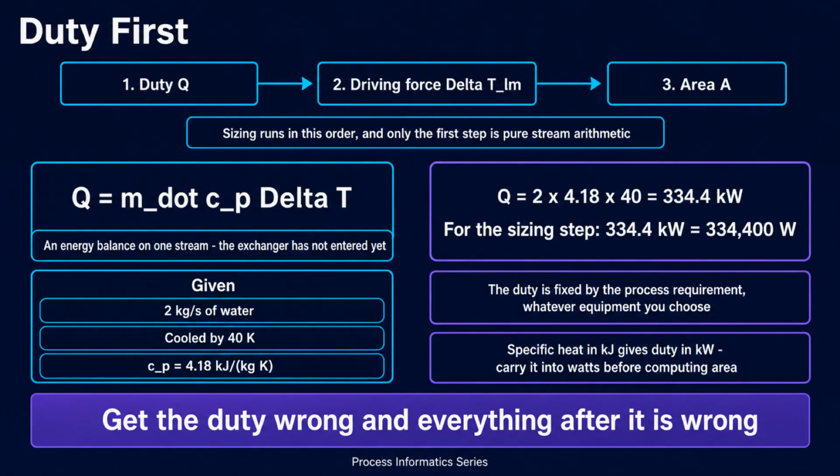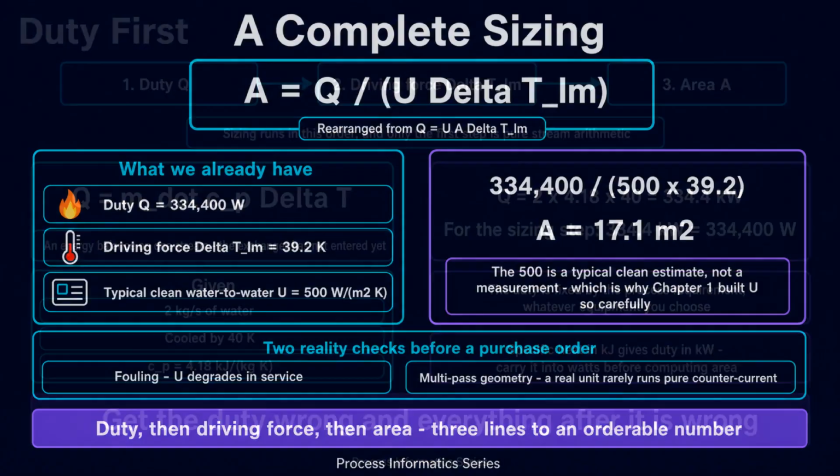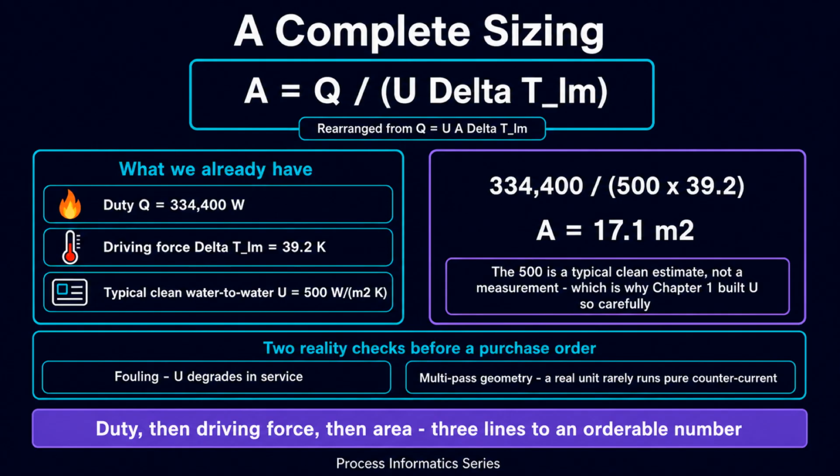Keep the units straight as well. The specific heat here is in kilojoules, so the duty comes out in kilowatts, and the sizing step that follows needs it in watts, 334,400. Now the exchanger enters. Rearranging Q equals U A delta T log mean gives area equals duty divided by U times the log mean. We have the duty, 334.4 kilowatts, or 334,400 watts, and the driving force, 39.2 Kelvin.